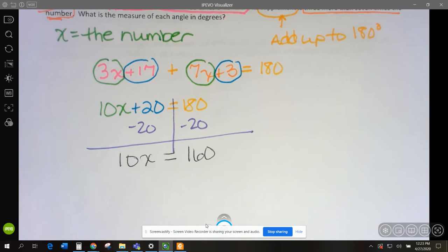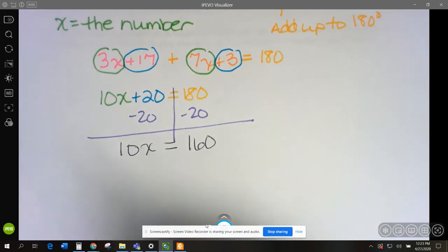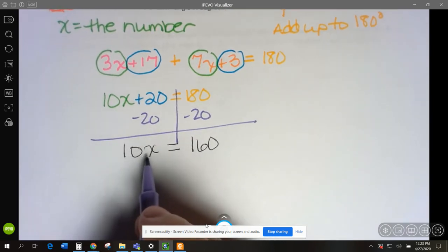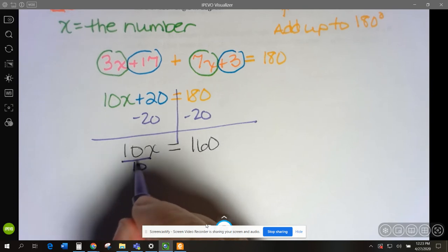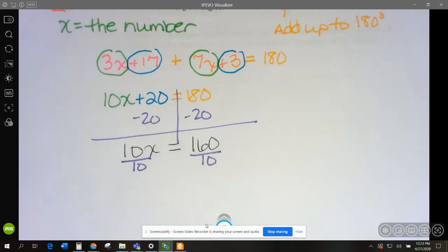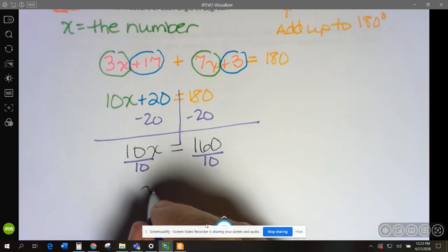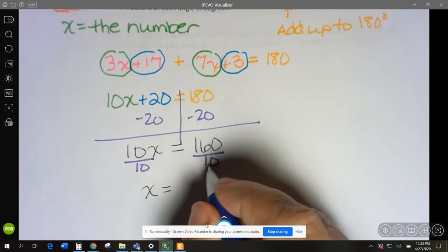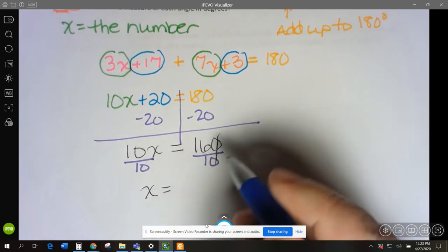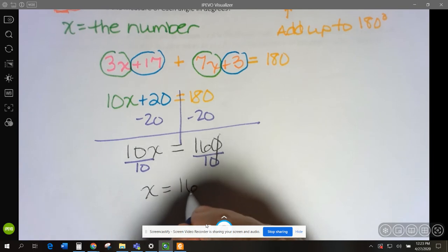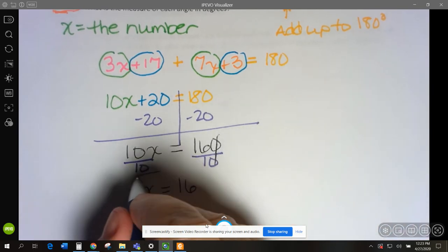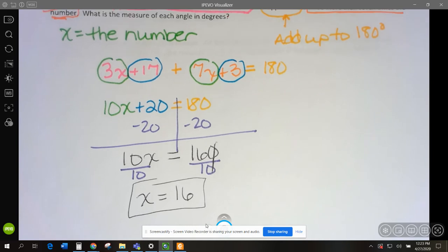Now we need to divide by 10. This is 10 times x, 10x, so we need to divide by 10. And we get 10 divided by 10 is 1x. I'm going to make that 1 invisible. So just say x equals 160 divided by 10. We can cross out those zeros and we get 16. So x is 16. Does that answer our question?